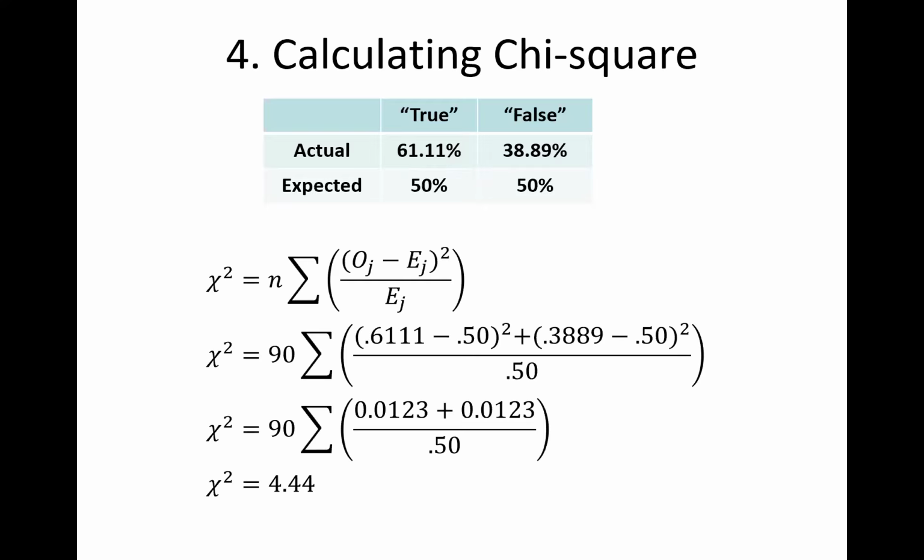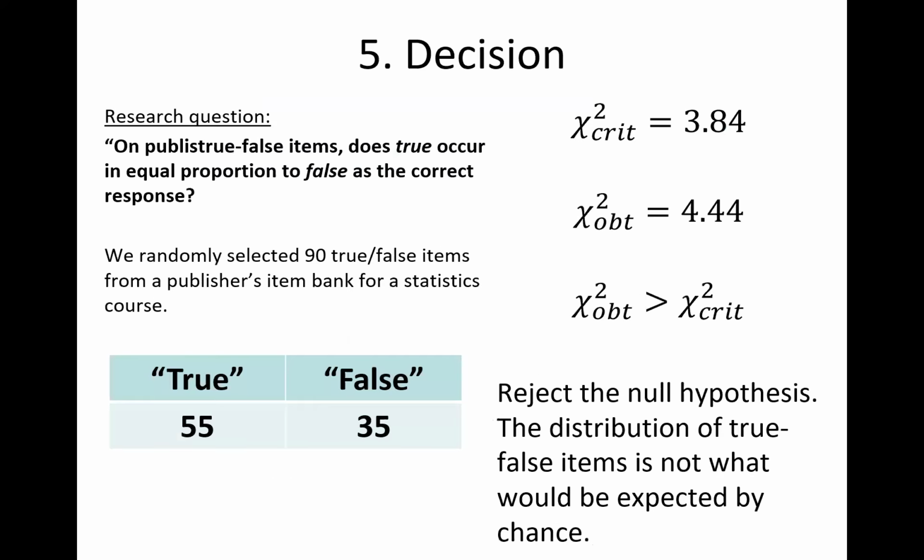Now we make our decision. So on the published, sorry for the typo, true false items, does true occur in equal proportion? Our critical value is 3.84. Our obtained value is 4.44. Our obtained is greater than our critical value, and therefore we reject the null hypothesis. The distribution of true false items in the publisher's item bank is not what we would expect by chance. So that's the goodness of fit test.